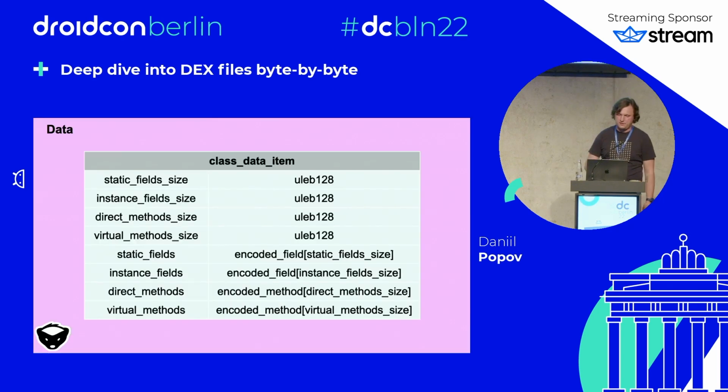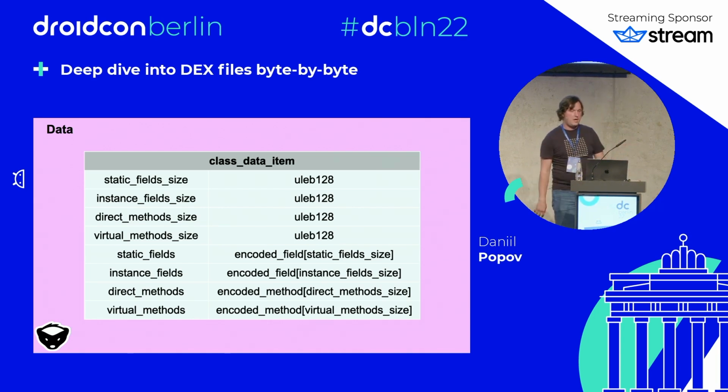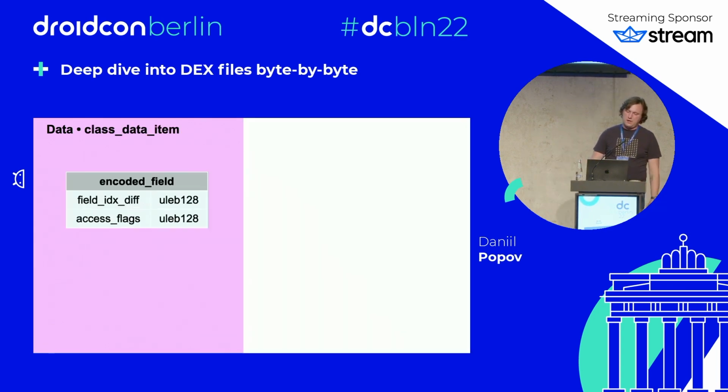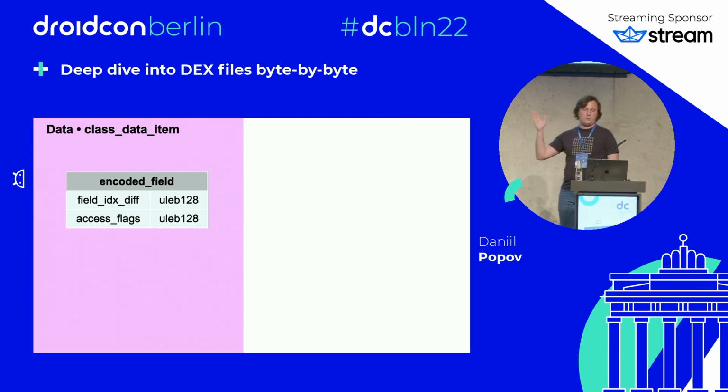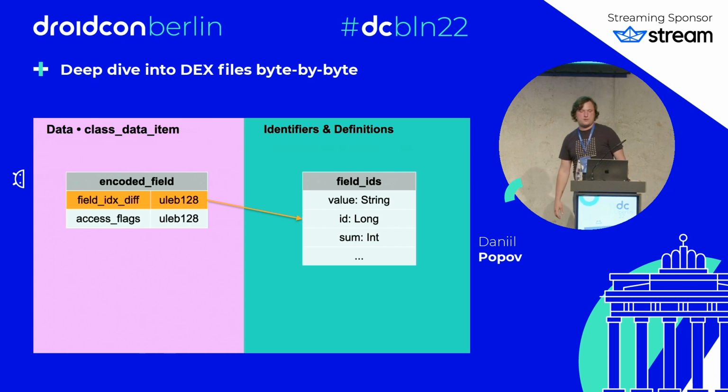Let's dive inside it. In essence, class data item describes the fields of the class, static and instance fields, and the methods of the class, direct or virtual. And fields of the class are defined by a structure called encoded field, which is just a bridge between the field descriptor and the access flags. Because the field IDX diff field points to the field IDs table.